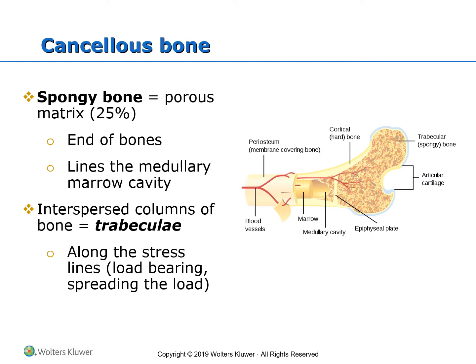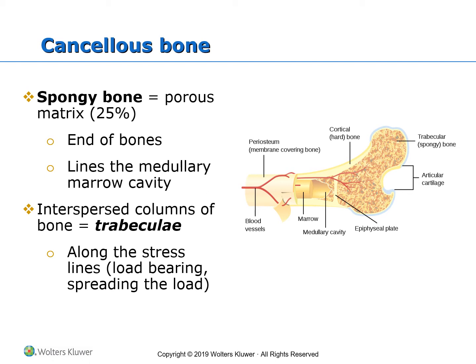As opposed to the compact bone that we can find in the diaphysis, we have the cancellous bone, or the spongy bone, that makes up about 25% of the total structure of the bones in our body. It can be found at the ends of the bones, and sometimes it may line the medullary marrow cavity, and it is made out of what are called trabeculae. Those trabecular separations, or septa, you can see if you're looking at the picture.